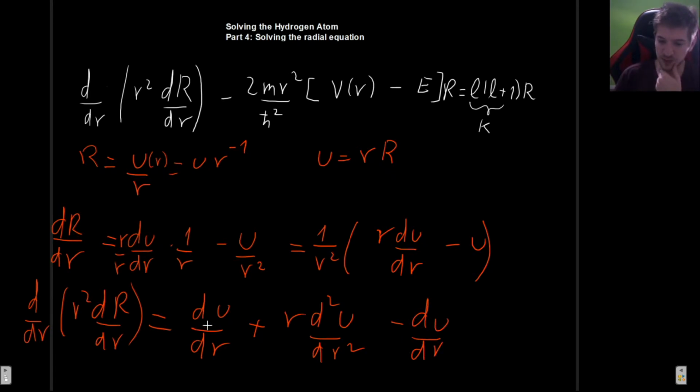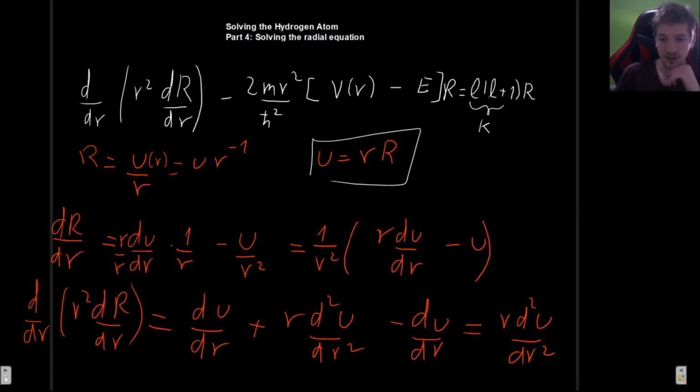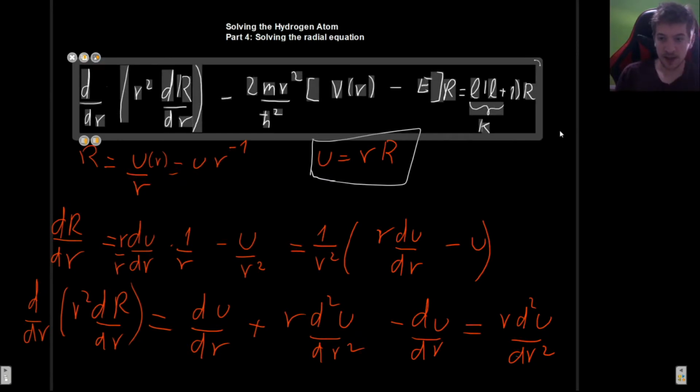So these two du's will cancel out, so we only get r d squared u dr squared. So we can see that using this substitution does indeed make this simpler. Now instead of having this thing, which was very much a mouthful, we have r d squared u over dr squared, which is much simpler. So we have a better chance of solving this equation.